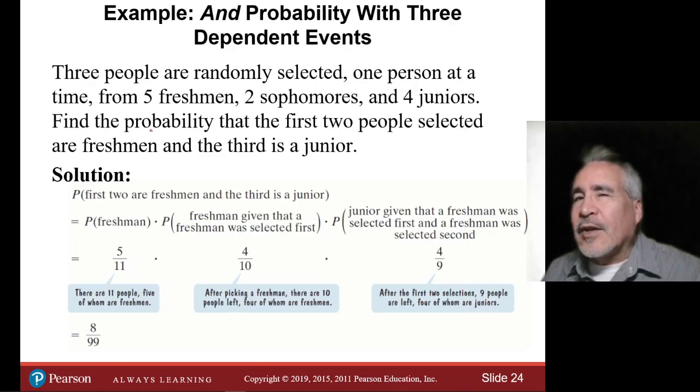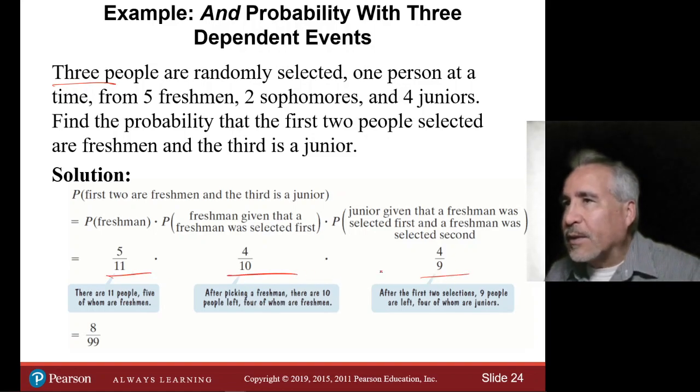Again, just think of it as counting. We're going to be counting. 3 people are randomly selected, so we're going to have 3 choices, right? Here's 1, 2, 3. 1 person at a time. We've got 5 freshmen, 2 sophomores, 4 juniors. Okay, find the probability that the first 2 people selected are freshmen. First 2 are freshmen, and the third is a junior.